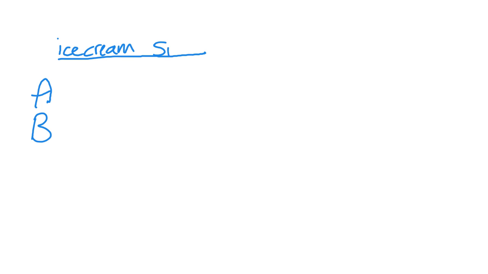Hello, economists. Let's try a comparative advantage problem together. Let's imagine that we have country A and country B. And country A and B can produce either ice cream or spaghetti.